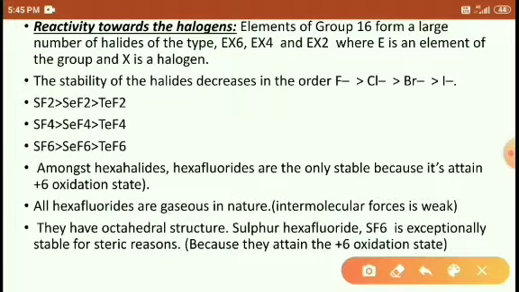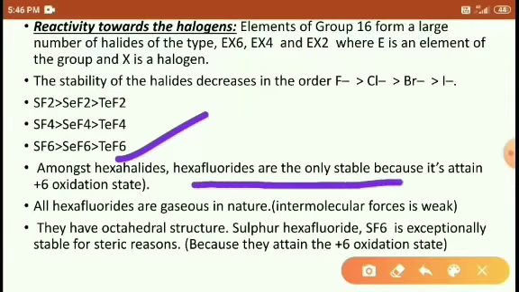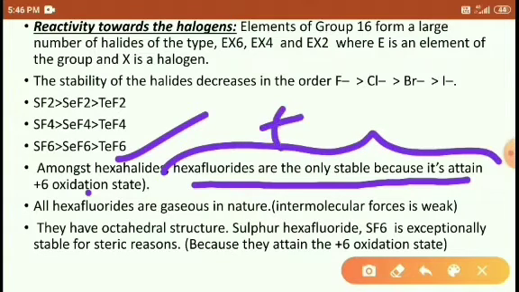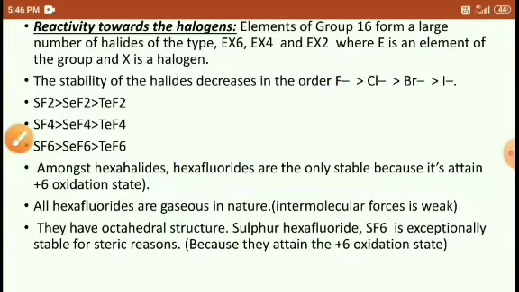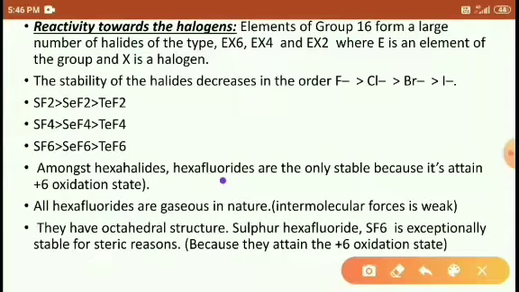Right. So among all the hexahalides, only the hexafluorides are stable. Fluorine is small in size and completely attains the +6 oxidation state. So that's why it is the most stable. Hexafluorides are the most stable.